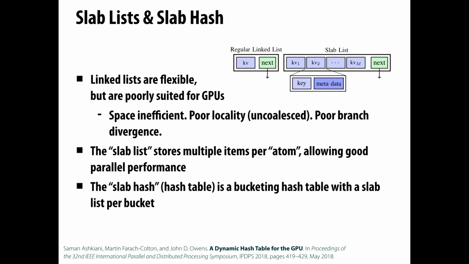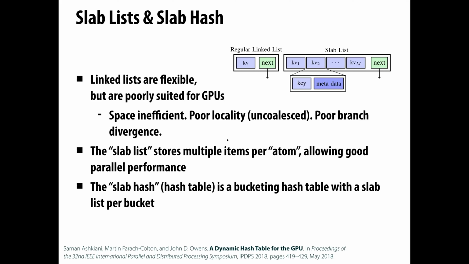So the insight here is that the right atom, the right size of the fundamental thing in this data structure, is not just a regular linked list with a key value pair and a next pointer. It's instead a warp-sized list that we call a slab list, right? So we've got lots of items in the list and then one next pointer. And each of these items has a key, metadata, perhaps a value, and so on. And so our slab list doesn't just store one item per slab, it stores many items per slab. And then we can cooperate along a warp to be able to do the operations that we need to in this entire slab.